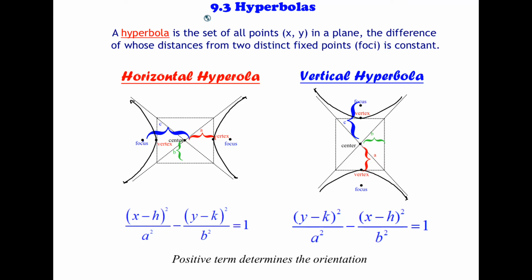So what is the difference that you notice there? Well, the positive term, which would be that first one, determines the orientation. So if the x squared is positive, think x-axis, it's horizontal. If the y squared is positive, think y-axis, and it is a vertical. Your a squared will always be with the positive squared term, so it doesn't change. It's always with that first term as long as it's positive.